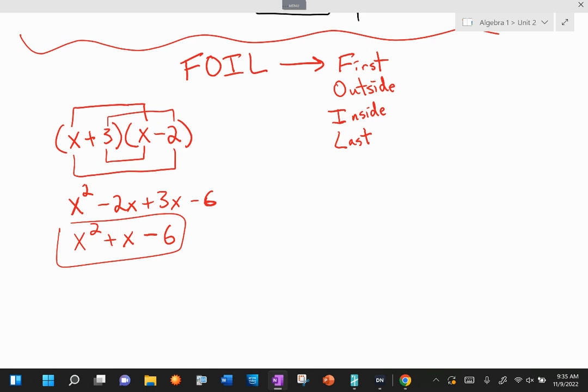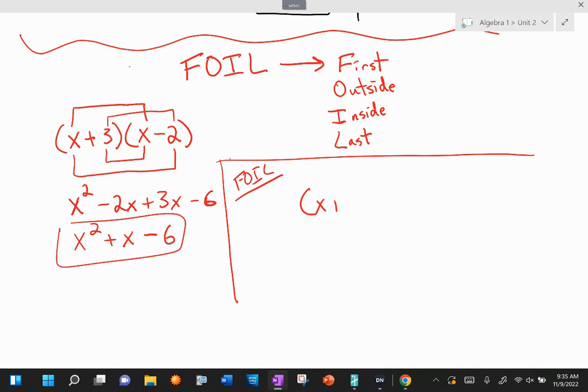Okay, so just real quick, I would like for you to try a FOIL method. So let's do x plus 2 times x plus 5. Now again, I'm not going to dictate which ones you use when you're actually doing your homework or quizzes or tests or whatever, but for right now, please attempt to use the FOIL method, okay? First, outside, inside, last.